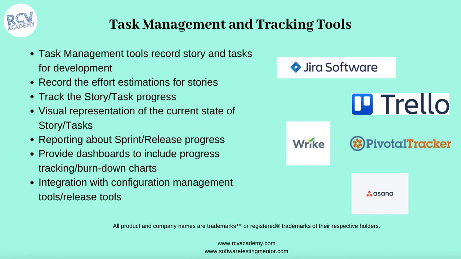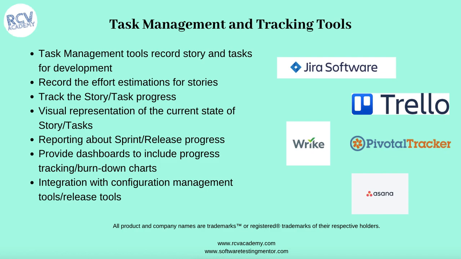Then what task management tools do is they record the effort estimations for the story. So you can record the efforts, how much time you are going to take or how many story points you are going to take to complete the story. You can track the story or task progress. So in Jira you can create your own workflow as per the need, and you have the ability to create Kanban and Scrum boards wherein you can track the story progress within the sprint or the workflow. Then you have the visual representation of the current state of the story and task. So it clearly gives you the indication where that particular user story is.